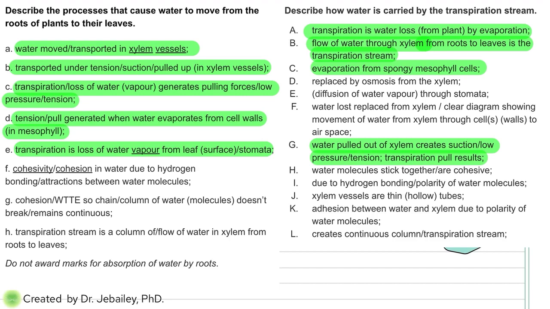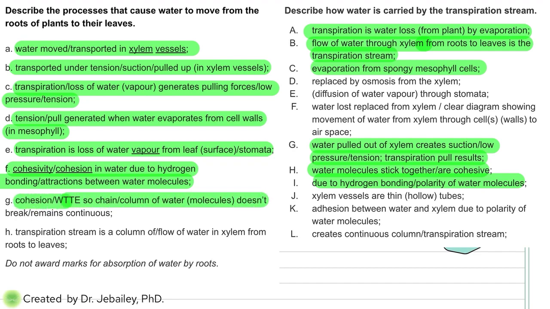Then we have cohesion. Cohesion is water sticking together due to hydrogen bonding. And I told you, when you talk about cohesion, talk about hydrogen bonding and how it attracts water to water. Let's see if they have the cohesion on this section. Yes, water molecules stick to each other, cohesion due to hydrogen bonding, like I told you. Cohesion, so the chain column of water molecules doesn't break, it remains continuous. And does this one have it here? Creates continuous column, transpiration stream.